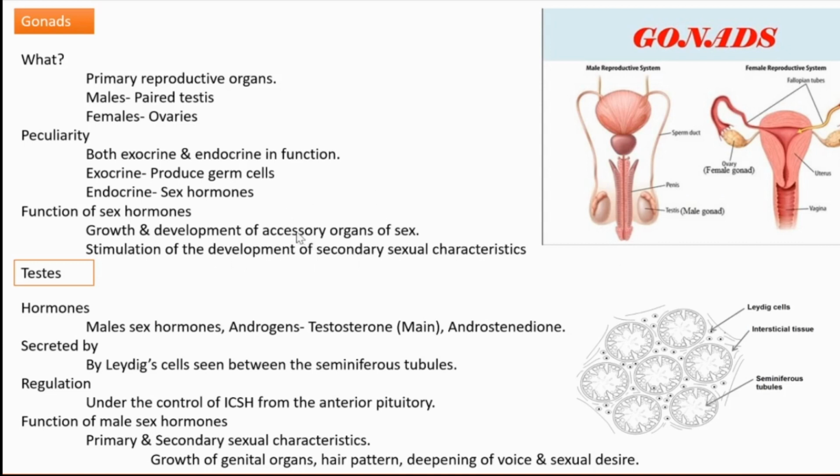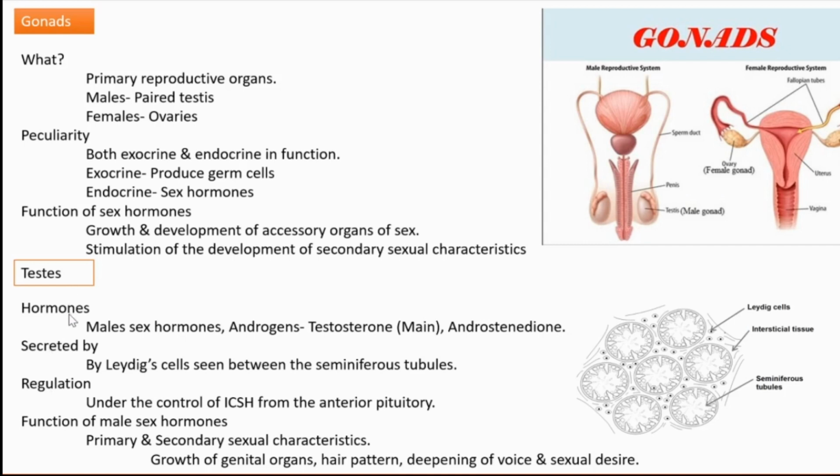For these things, which factors are helping? Sex hormones are helping. This is gonads. In the case of male, it is testis. In the case of female, it is ovary. These two are jointly, collectively called gonads. Then we are going to see about testis separately.